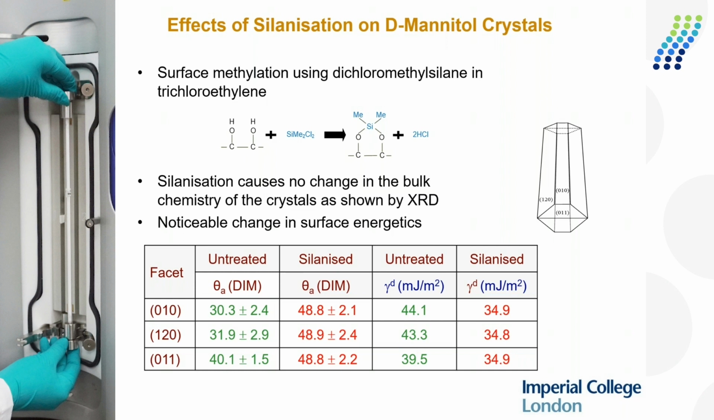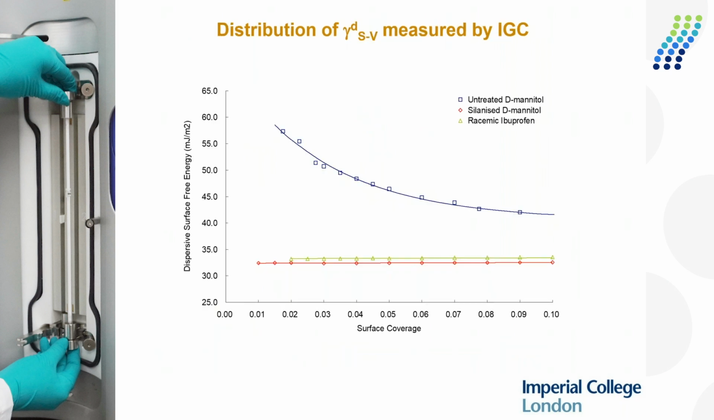That's just large crystals. But of course, in this study, we're doing powders. So what we're going to do now is take the same powders and characterize them using inverse gas chromatography. So inverse gas chromatography does something additional to what you get from wettability. Wettability will give you an average surface energy. IGC will actually give you a surface energy heterogeneity. It will actually tell you what the energy is at different surface coverages. That tells us how homogeneous or heterogeneous the surface is. So if I look here at the silanized mannitol, which is the red dots, you can see here that even as I change the surface coverage, the surface has the same energy.